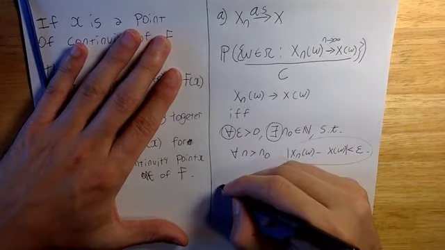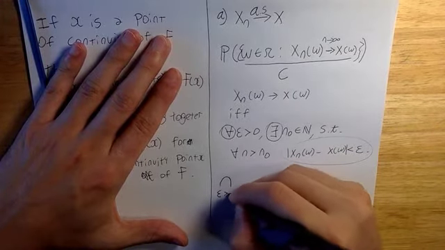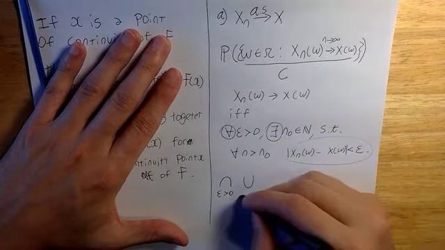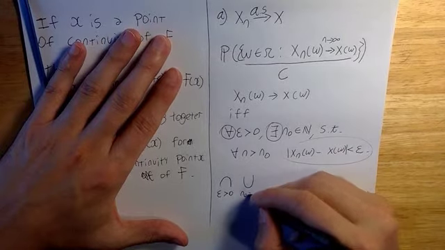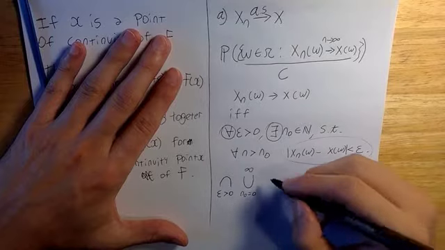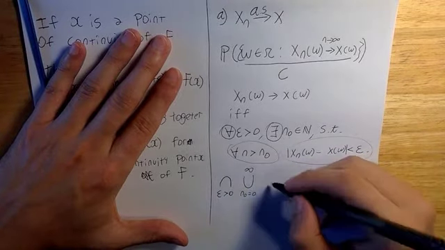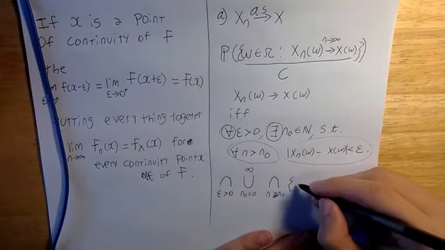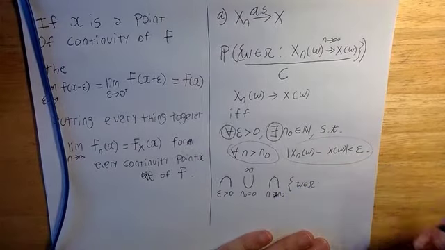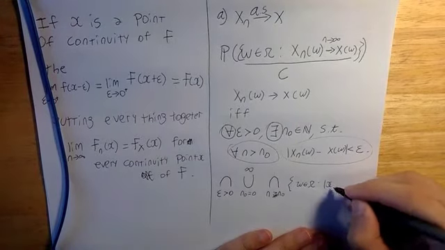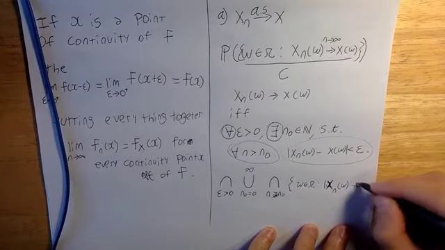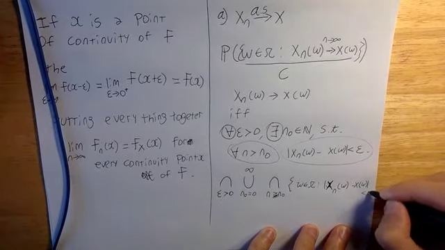Okay, so this is the intersection over epsilon positive of the union over n0 equals 0 up to infinity of, for every n bigger than n0, an intersection of the omegas in Omega such that |xn(omega) minus x(omega)| is less than epsilon.